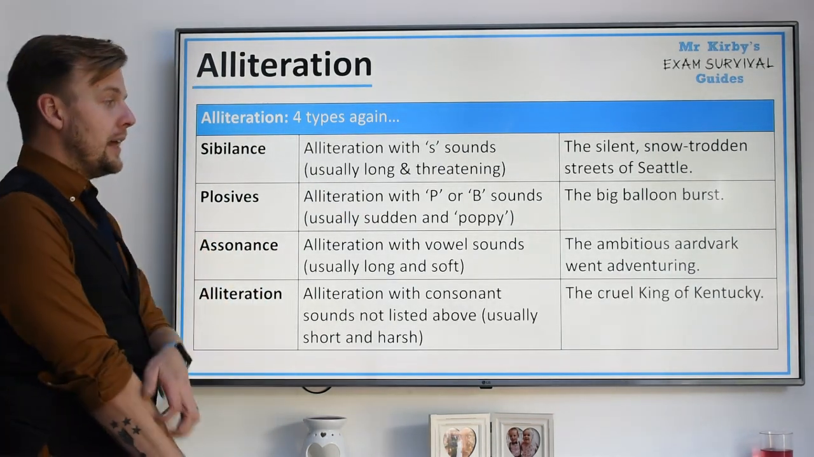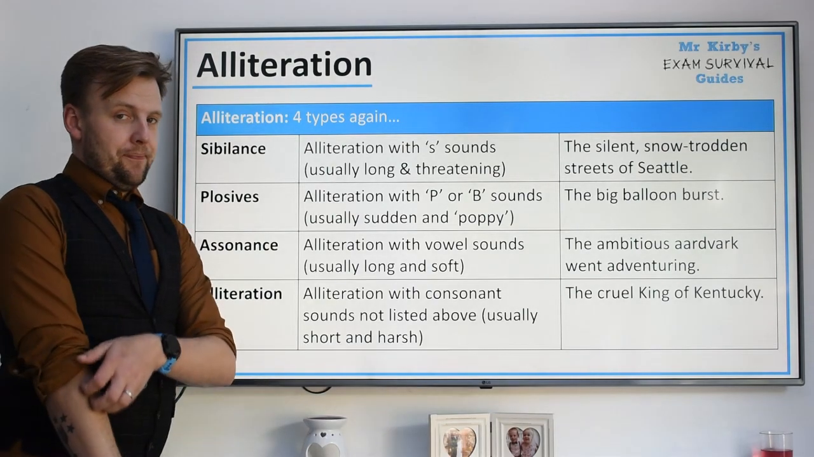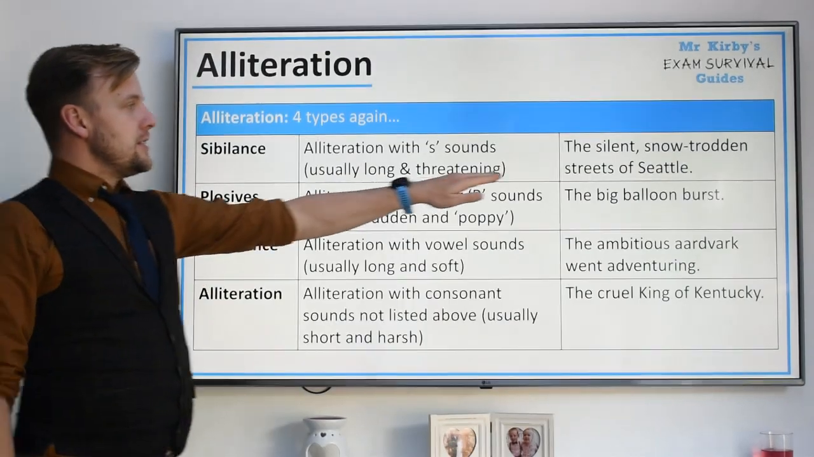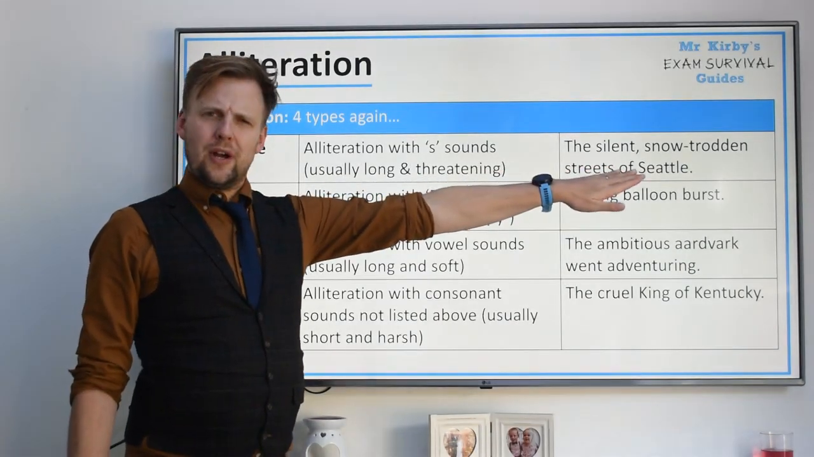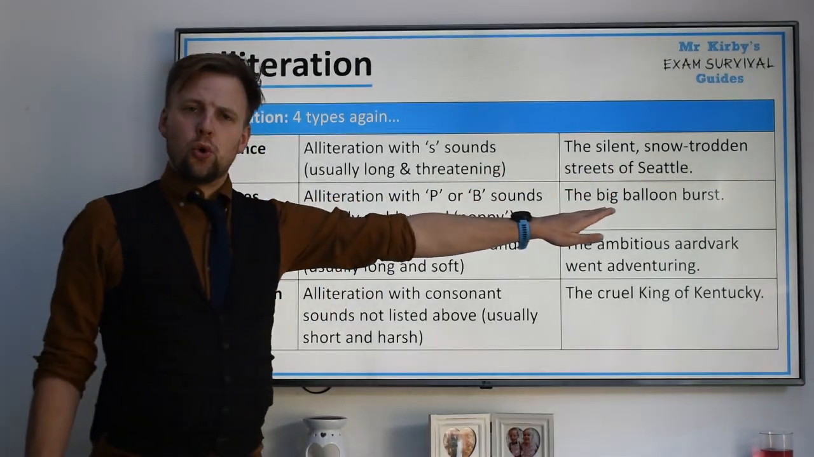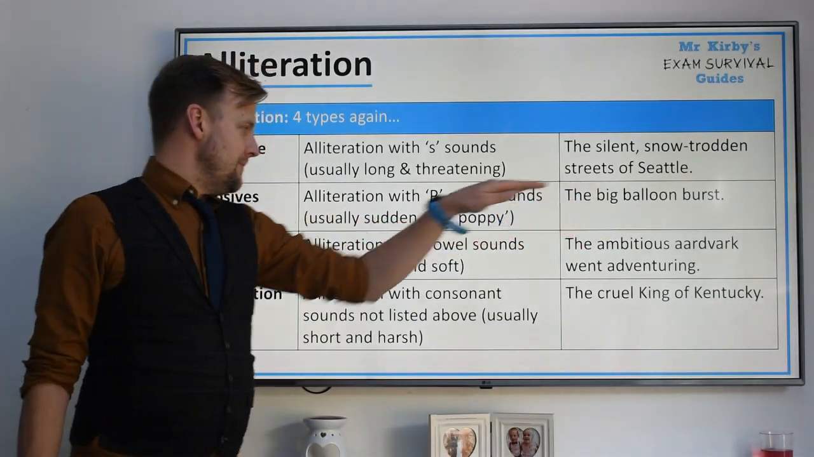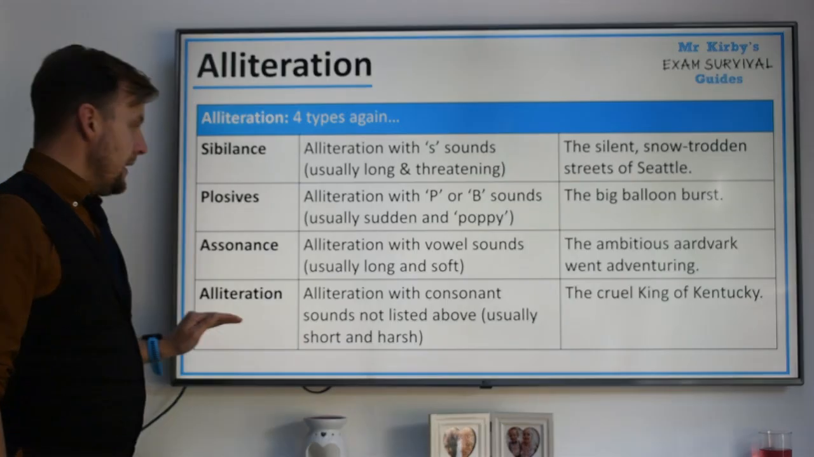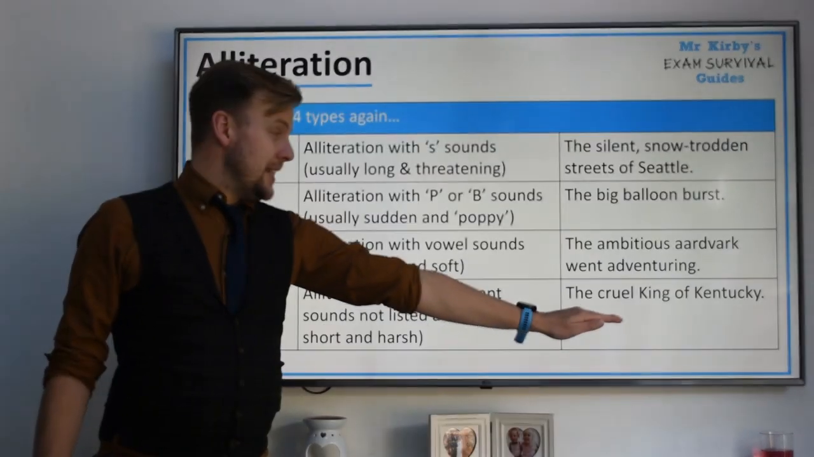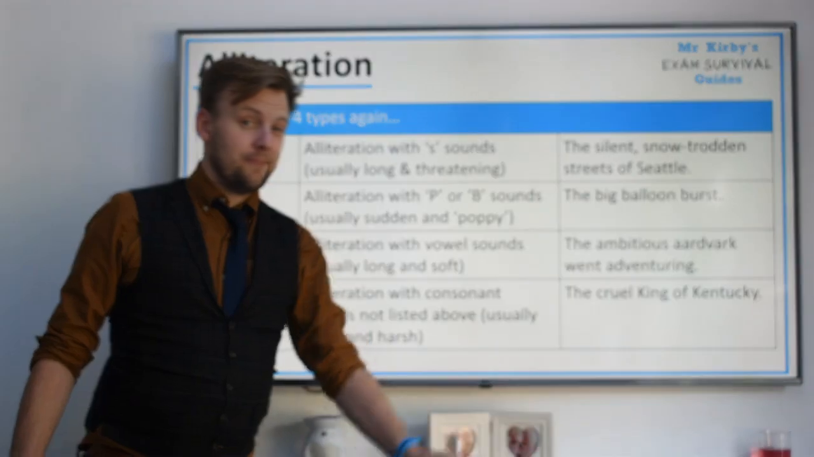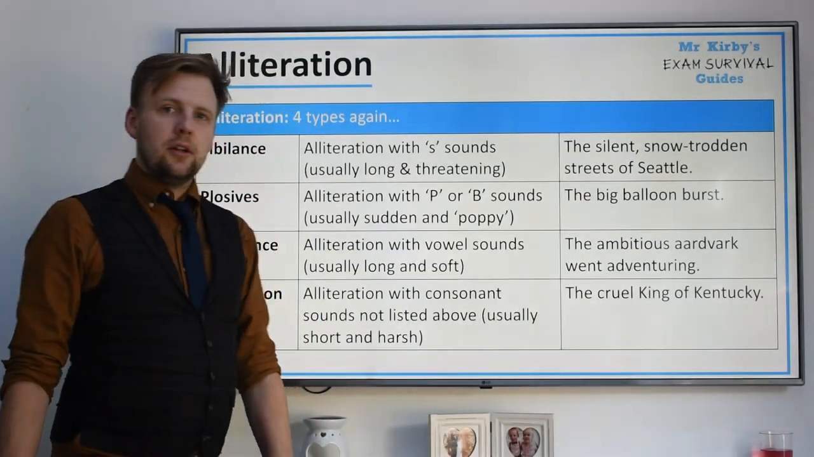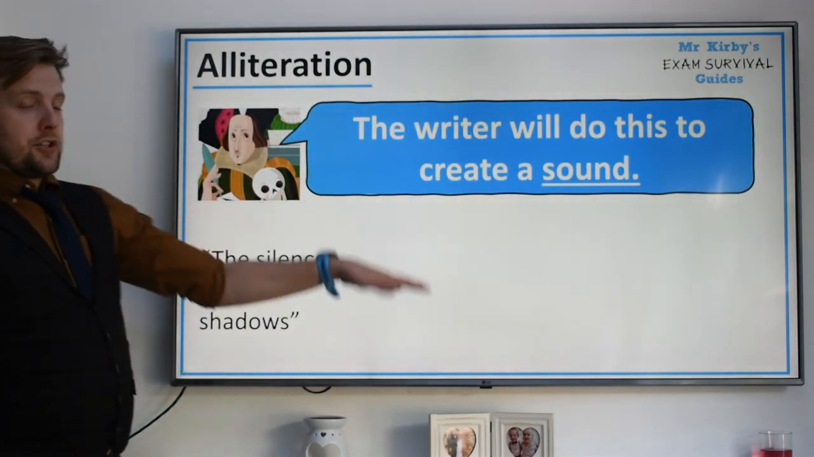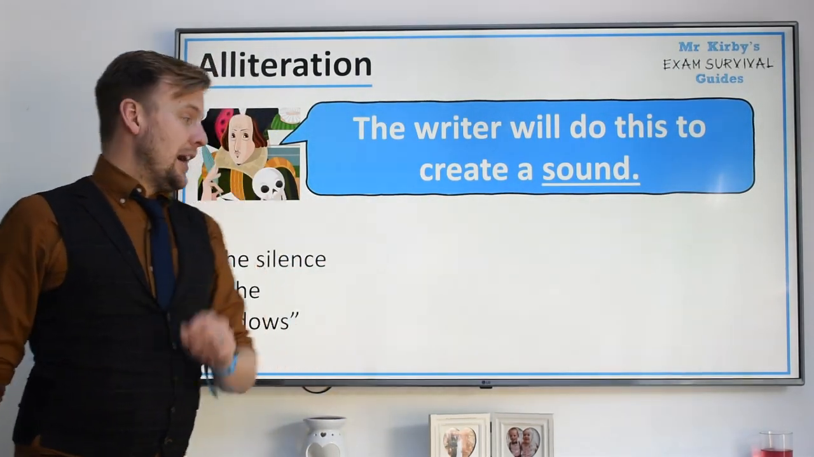Okay? Now, the reason why these are so important is because obviously they make very different sounds. These tend to be long, drawn out, threatening sounds. These are short, sharp, sudden, unexpected. These ones are soft, gentle, calmer. These ones can be a bit of all sorts, but they tend to be quite harsh and short. Okay, if you think of k, t, hard consonant sounds tend to be short and harsh. Okay. Now, so the writer has chosen these sounds because of the sound that they create.